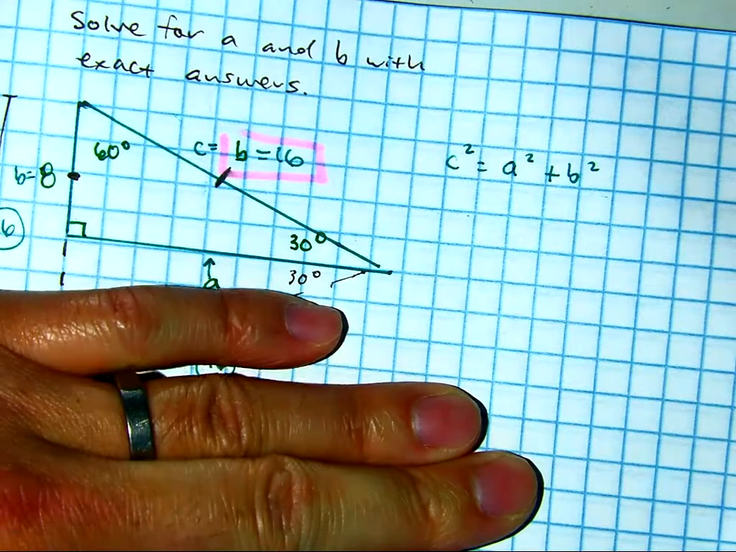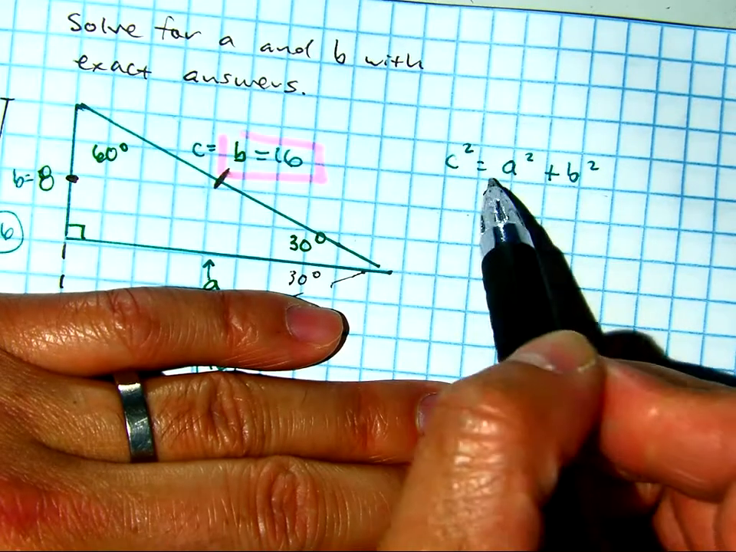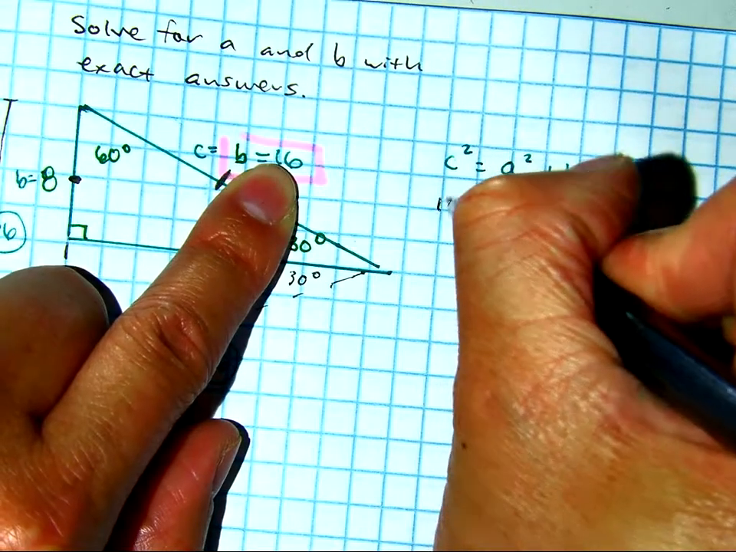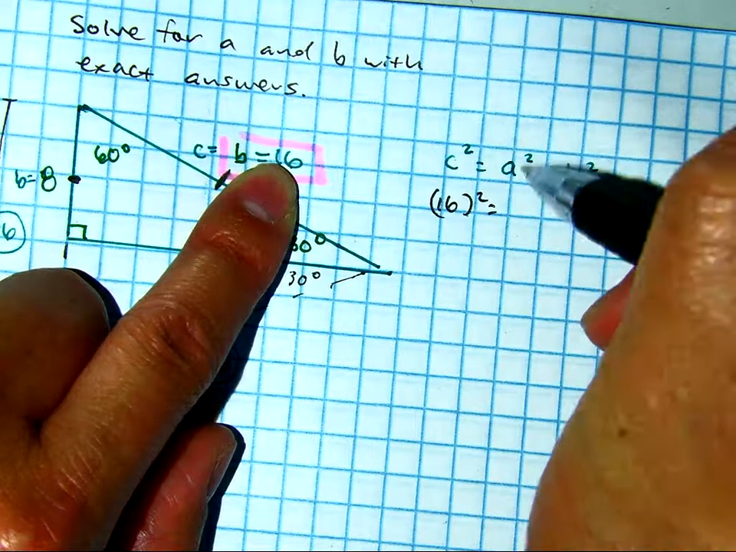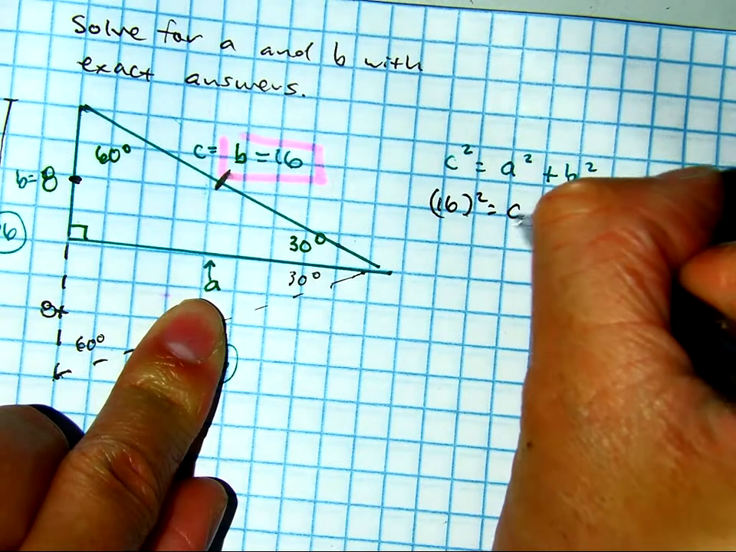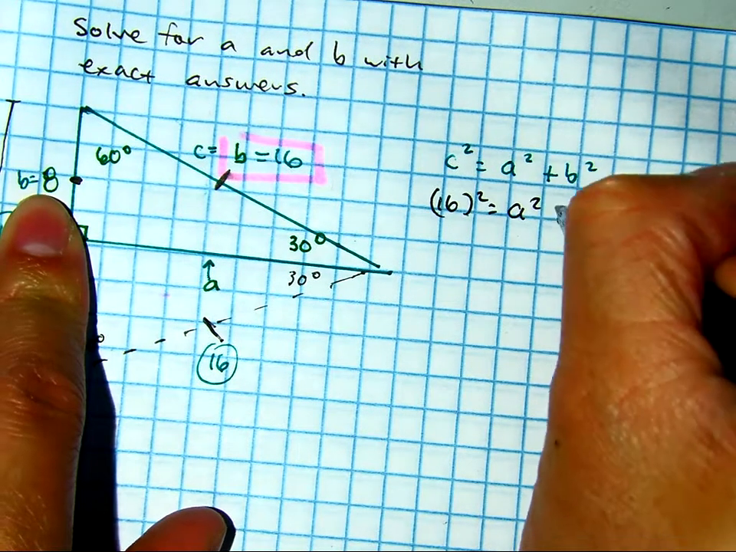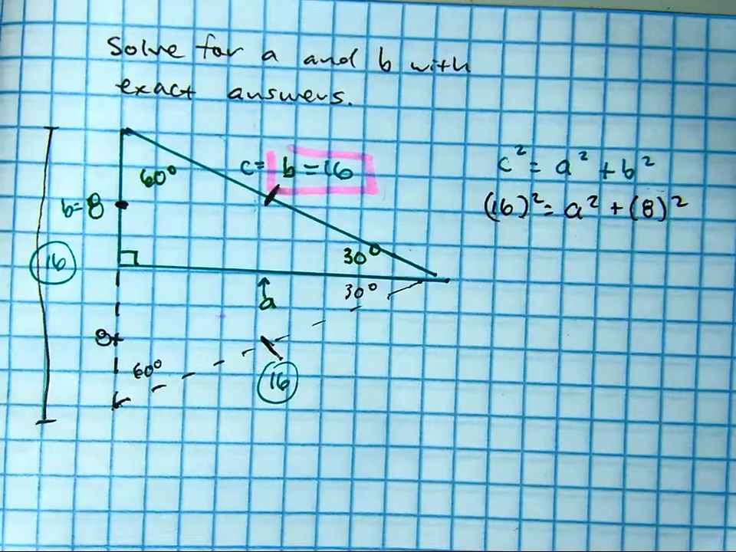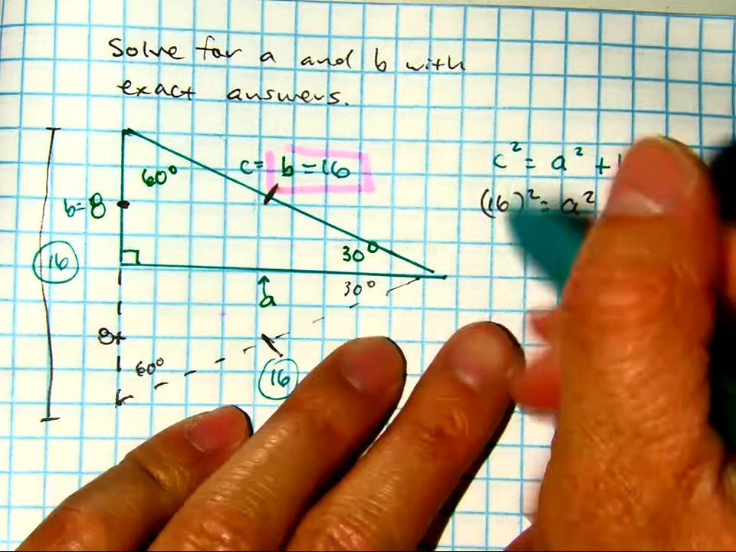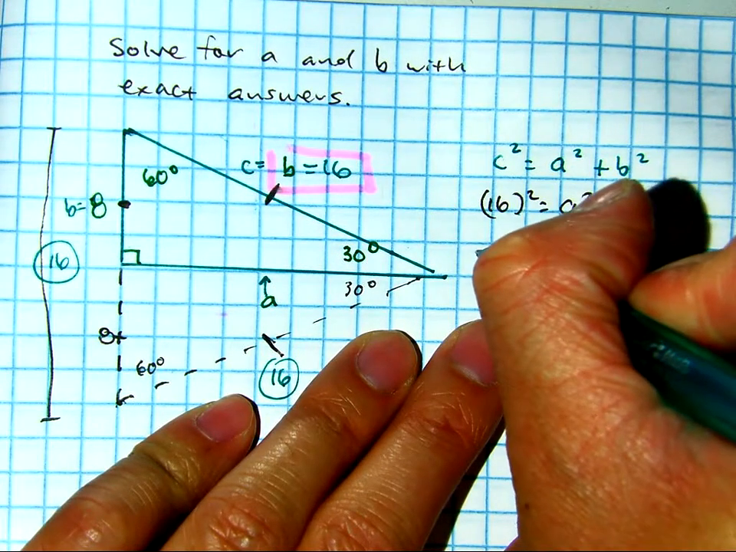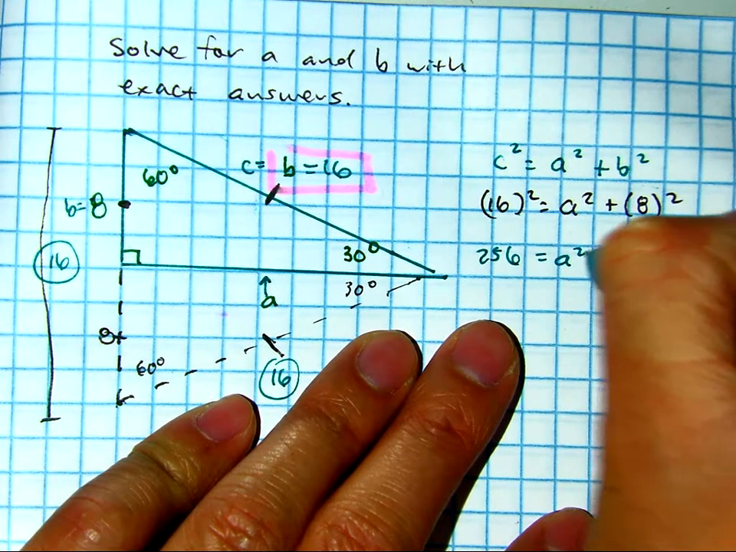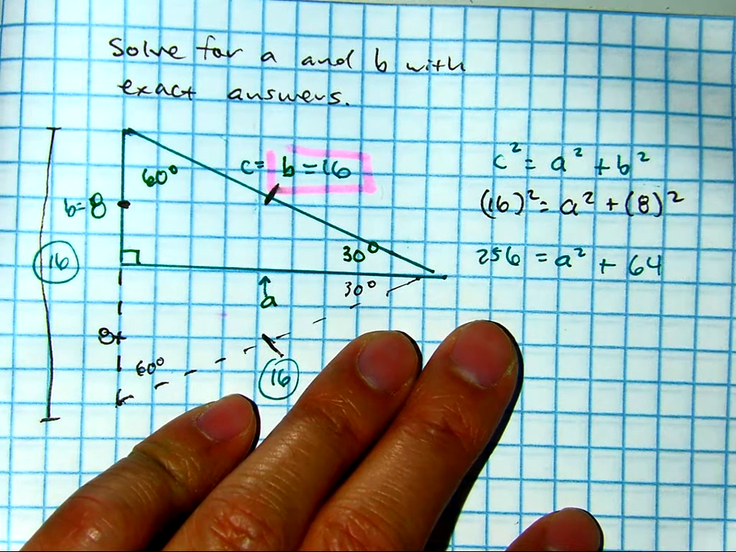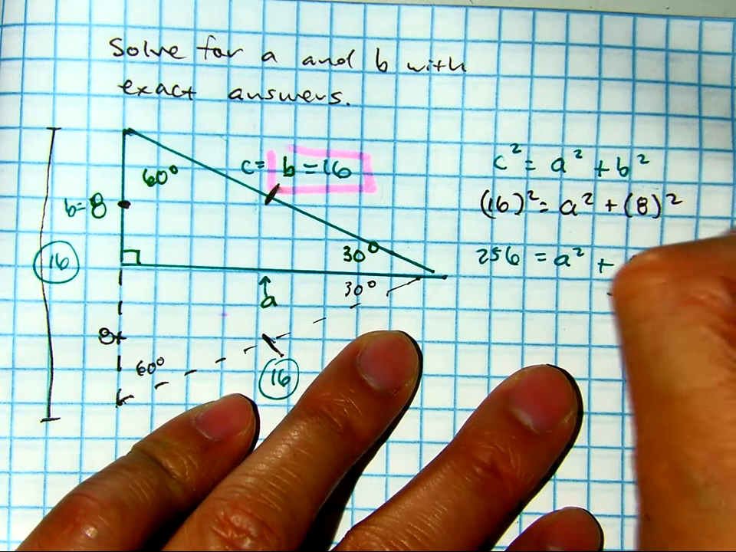So this leg here, we know is 16. And then the other leg, they called it A. And then this other leg is 8. Using your calculator, 16 squared is 256 equals 8 squared plus A squared. 64. 8 squared, 8 times 8. We subtract those. What do I get?